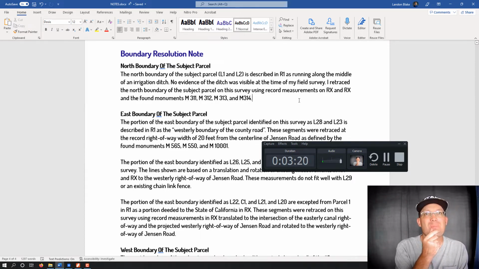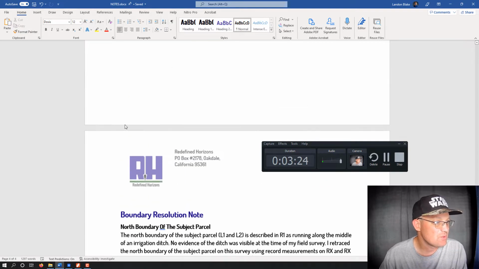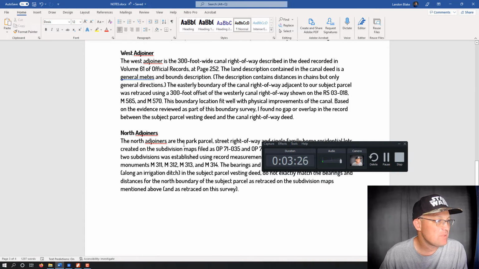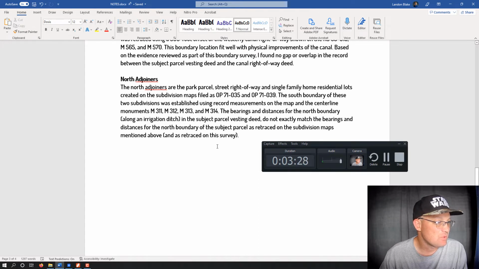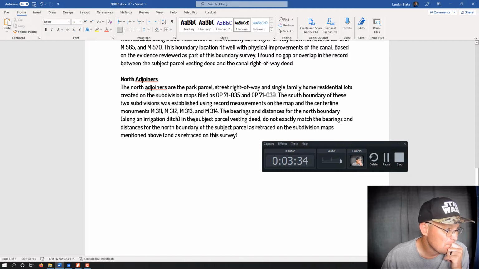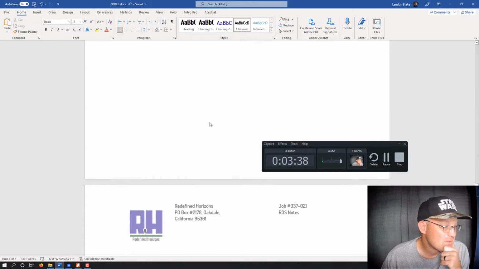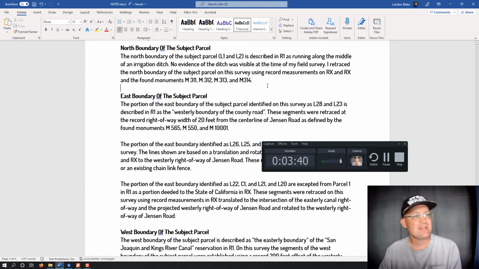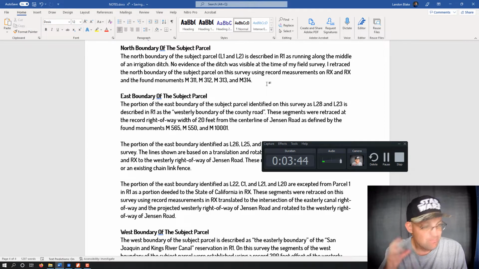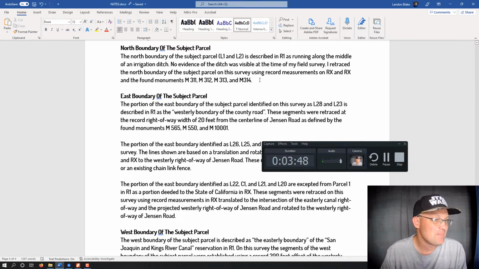Now I could potentially put that on here, but I think I already talked about it in the adjoiner notes. You have to be careful about not having too much overlap between the adjoiner note and the boundary resolution note. Let me just read this adjoiner note. Yeah, I don't see it there. So let's see if we can add a note that will encapsulate what I just said. Let me think about how I want to say this.